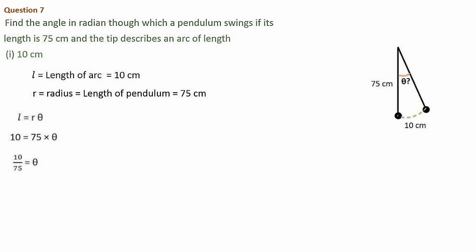So here when you keep theta on the right side and bring 75 to the left side, 10 by 75 will be coming. That is theta is equal to 10 by 75 radian. Okay, this is the measurement, 10 by 75 radian. Now here 10 by 75 when you cancel, we can cancel 5: 5 twos are 10, then 5 fifteens are 75. So 2 by 15 radian. Next there is one more question, that is 15 cm, and another question with 21 cm. These two questions you will be doing as homework.